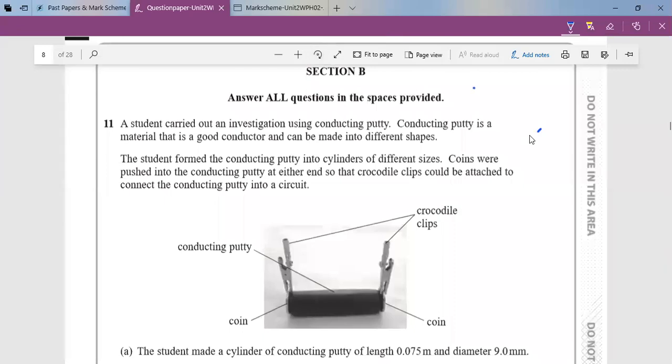Okay, so now a student carried out an investigation using conducting putty. This is a conductor basically. Conducting putty is a material that's a good conductor and can be made into different shapes. The student formed the conducting putty into cylinders of different sizes. Coins were pushed into the conducting putty at either end so that the crocodile clips could be attached to connect the conducting putty into the circuit. Okay, so this is the setup.